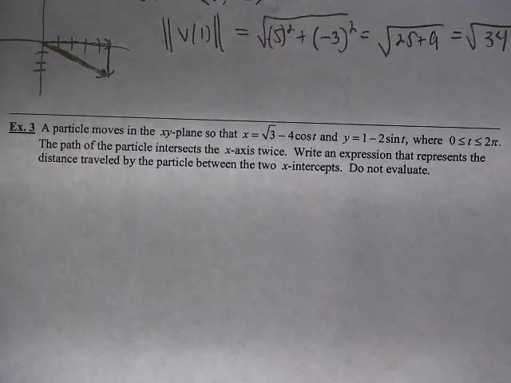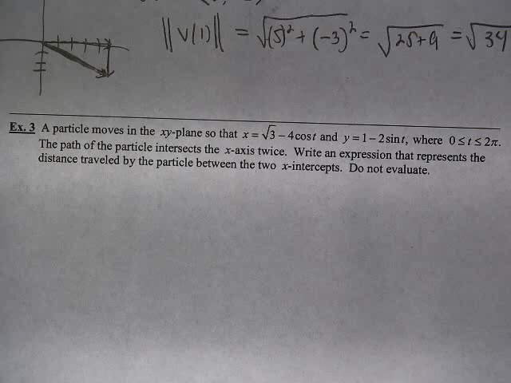Third example, describing a particle moving. Again, we have expressions for x and y. We're talking about a time between 0 and 2 pi. It tells us that the particle intersects the x-axis twice, and it wants us to write an expression that represents the distance traveled by the particle between the two x-intercepts. So we don't have to evaluate this, we just want to write an expression that represents it.